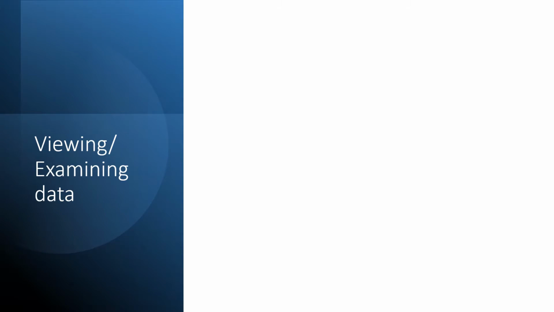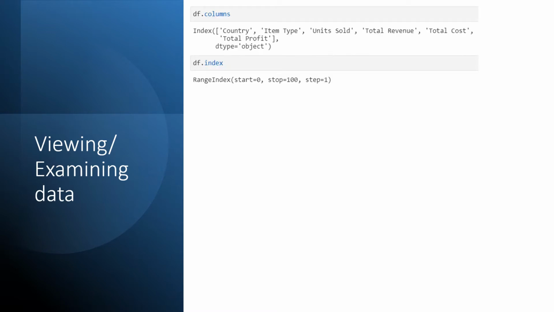Say you want to grab all the columns in a data frame. Then you can use the attribute columns and it will show all the column names used in this data frame. Same as columns, we can print the indexes or the rows in a data frame with the attribute index.